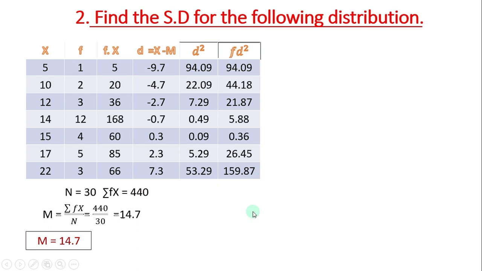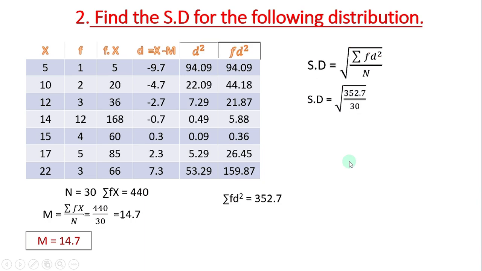Now we want sigma fd square. Adding all fd square, we get summation fd square is equal to 352.7. Now you know the formula to find the standard deviation, the square root of sigma fd square by n, that is the square root of 352.7 by 30. So standard deviation is equal to the root of 11.756, that is 3.43. This is the standard deviation of the given distribution. This is how we have to calculate.